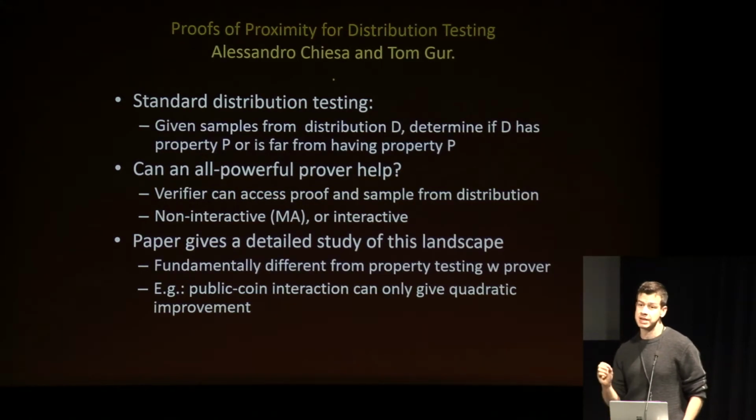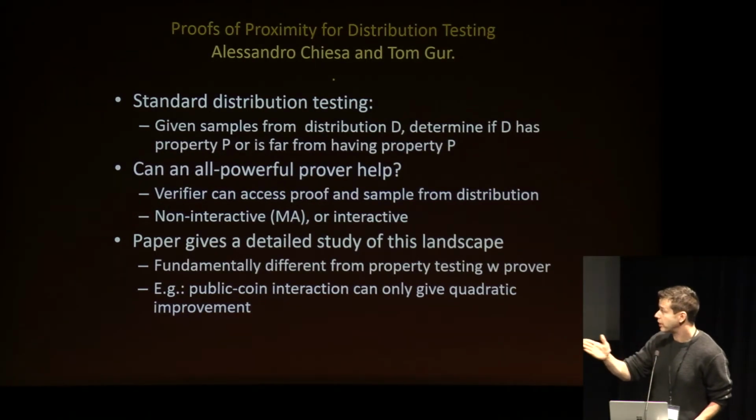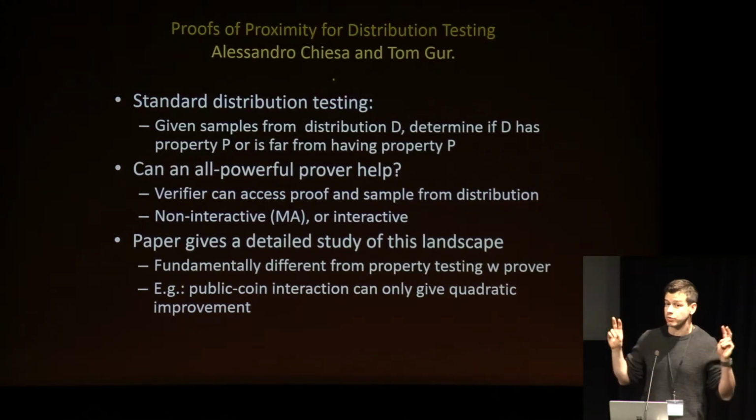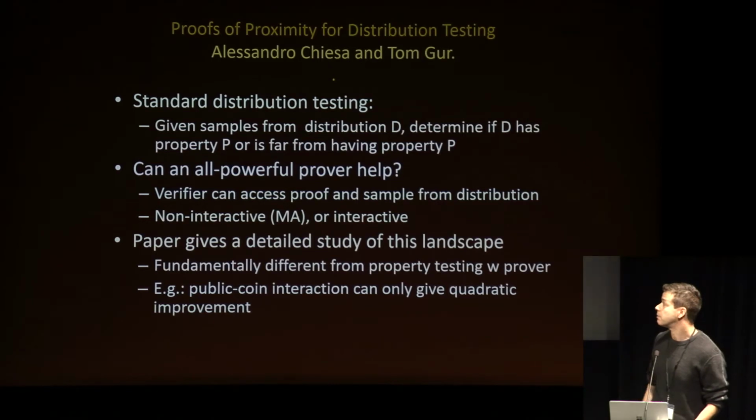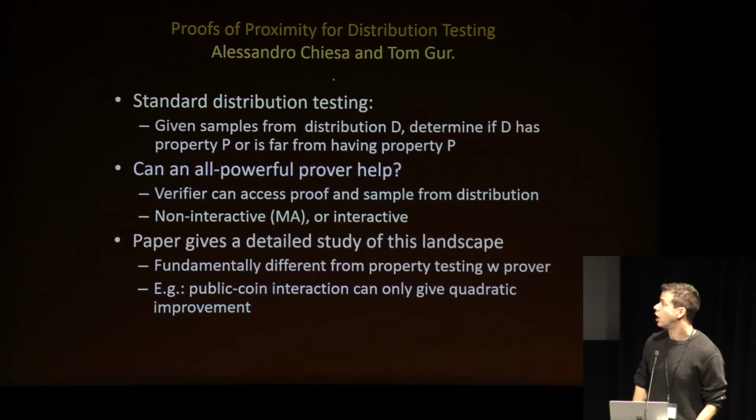They show that it's fundamentally different from what was known for testing general objects given query access to the object. So usually we have query access to an object in local testing. With distributions, we have sort of random access. We can access random samples from the object, and that leads to a completely different landscape. For example, they show that many rounds of public coin interaction can't give you more than a quadratic saving over what you could do without a prover.